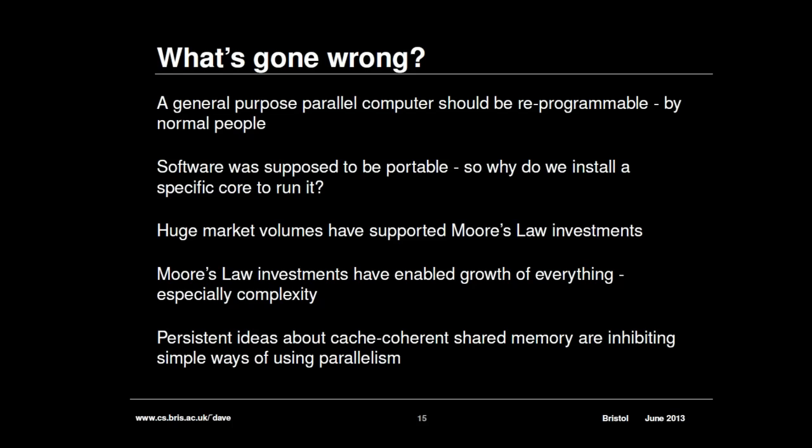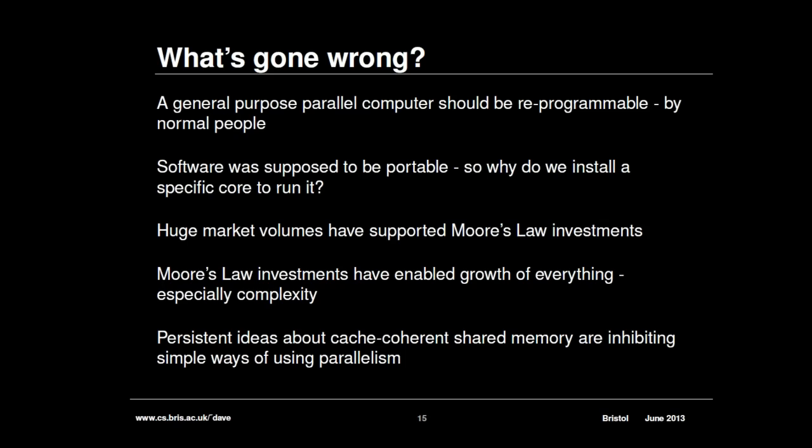So I think there are a few things that have gone wrong over the last few years. Firstly, I think general purpose parallel computers should be around and they should be programmable and reprogrammable by normal people, not specialists, just like general purpose sequential programs are. I'm baffled about what's happened to software. It was supposed to be portable when I was young. Why do we install specific cores to run specific bits of software? This is odd, but we do.